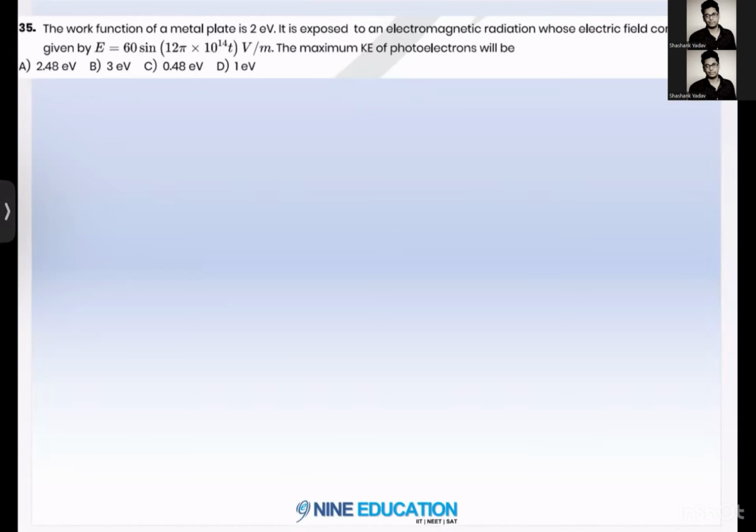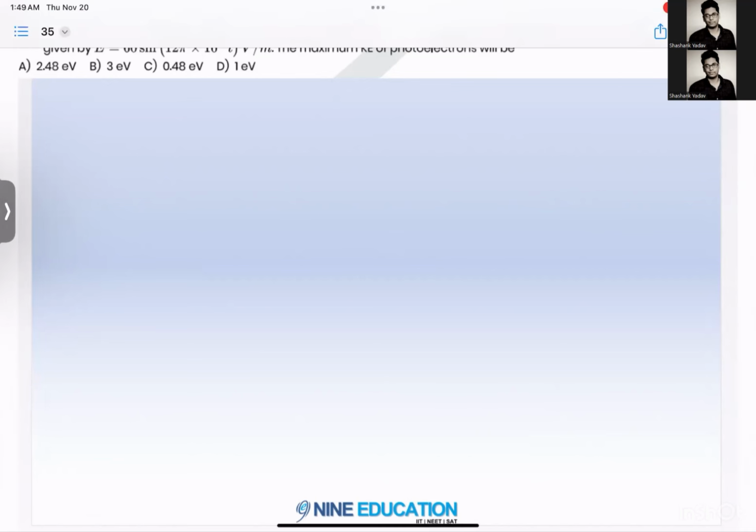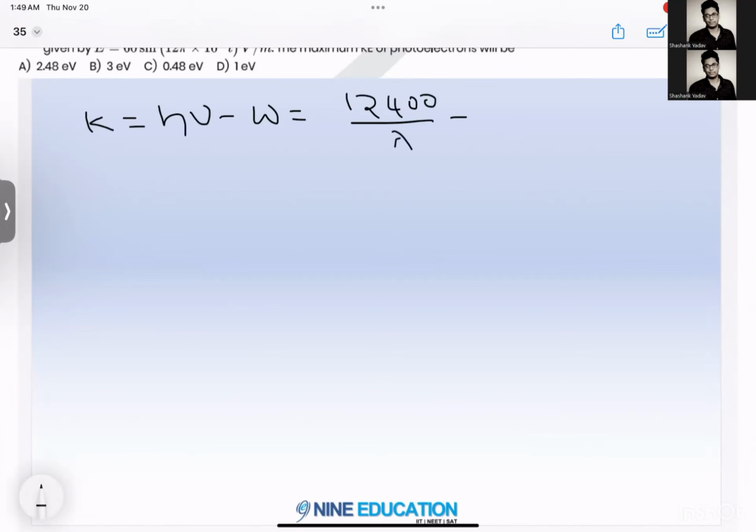So here is the next question. It is given that the work function of a metal plate is 2 electron volts and it is exposed to an electromagnetic radiation whose electric field component is given as so. What is the maximum kinetic energy? So maximum kinetic energy in a photoelectric effect is calculated as h nu minus work function. Here h nu can be written as 12,400 by lambda minus work function, which is 2 electron volts. This is the expression when we write this in electron volts.